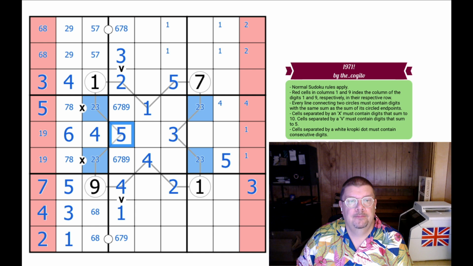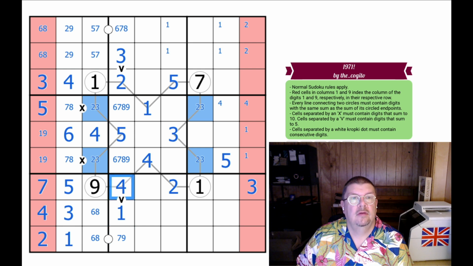This now can't be a 6, and this can't be a 7. It gives me a 6-8 pair in the row. It could be useful to know.